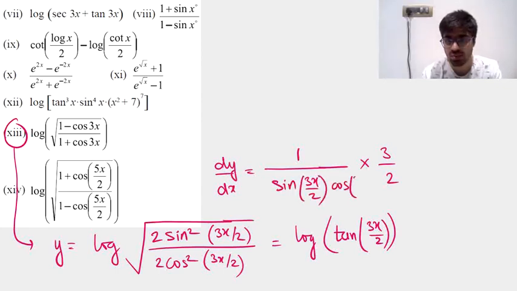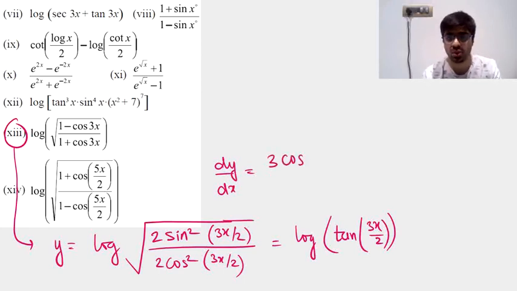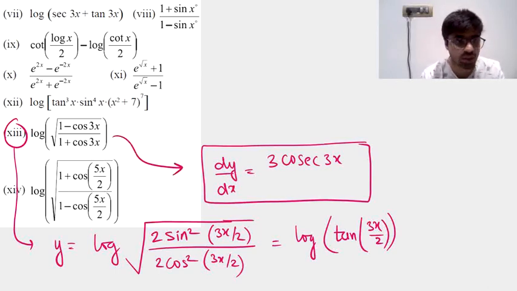But sin 3x by 2 into cos 3x by 2, and then there's an into 2 in the denominator, which simply makes it sin 3x, and in the numerator you're left with a 3. So 3 upon sin 3x, so write it as 3 cosec 3x. And that's the final expression of dy by dx for that 13th question.